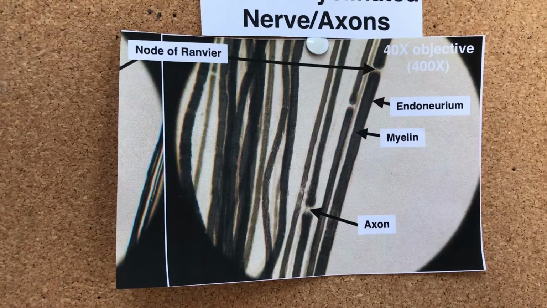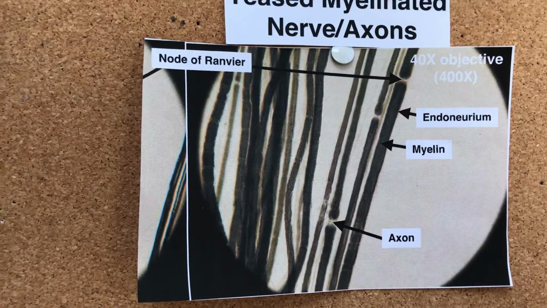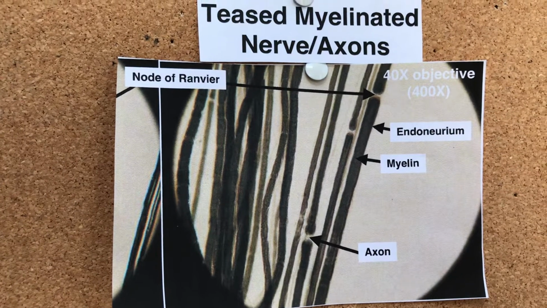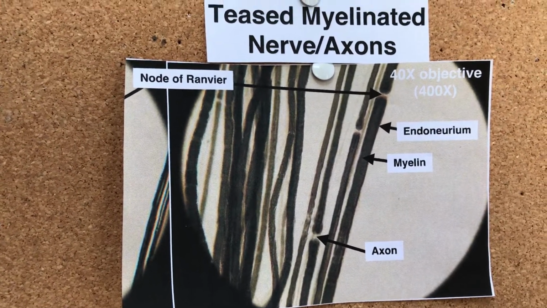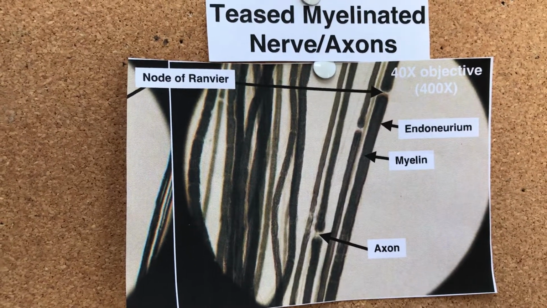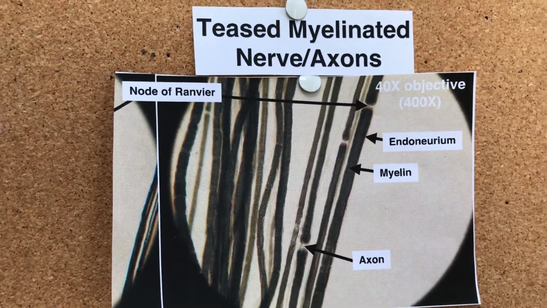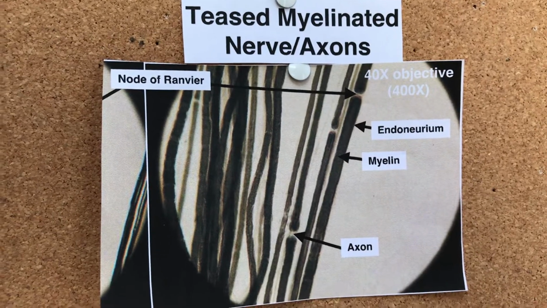So again, if I ask you the fatty layer, I'm looking for myelin. If it's the connective tissue layer, I'm looking for the endoneurium. And notice where the arrows are pointing. The myelin, it's pointing towards the center of the axon. The endoneurium, it's to the external portion of the axon.